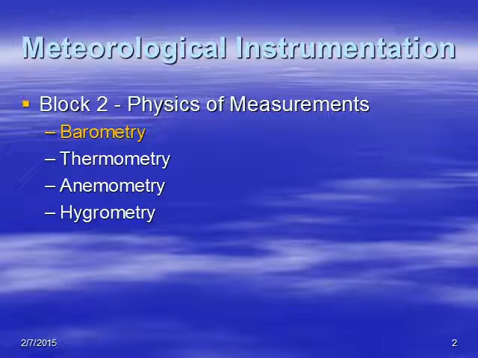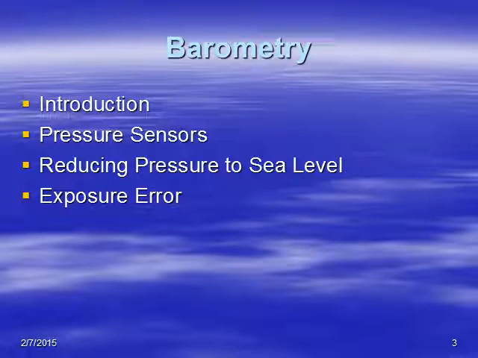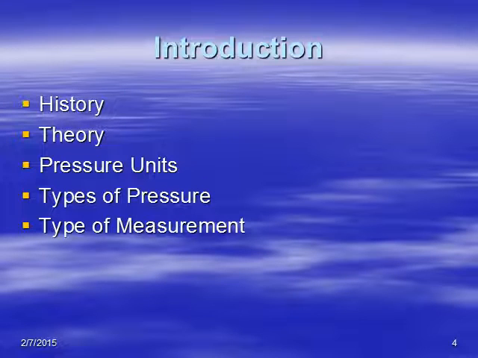Barometry is the method by which we measure pressure in the atmosphere. We're going to start out talking about the history of the barometer and then also pressure units after that. We're going to get into the different types of sensors, and then we are going to talk about bringing our station pressure down to sea level and the method that is employed to do that. And then finally, we are going to talk about the errors in making pressure measurements. So first, let's look at the history before we get into theory and pressure units.